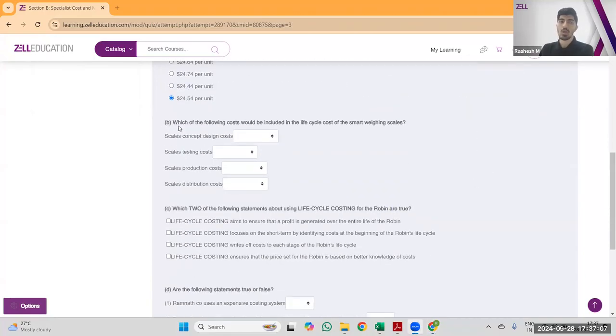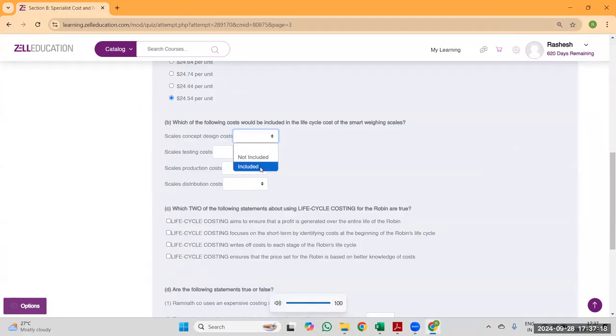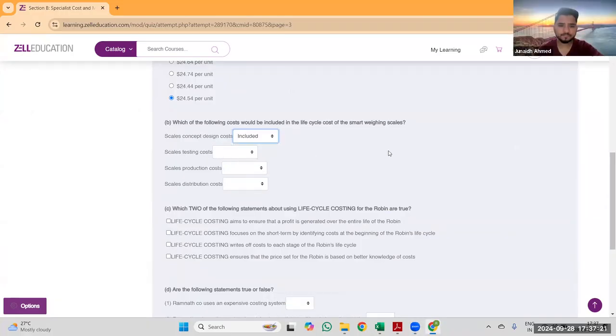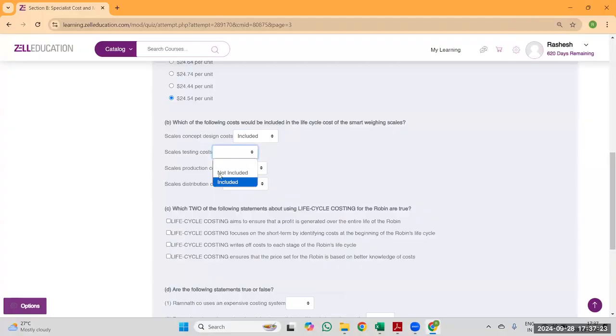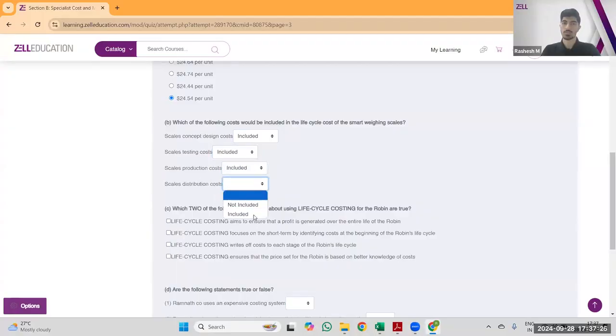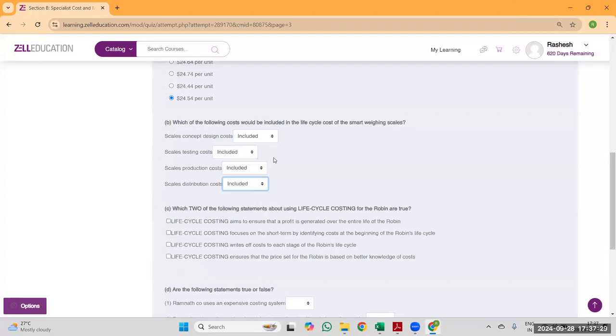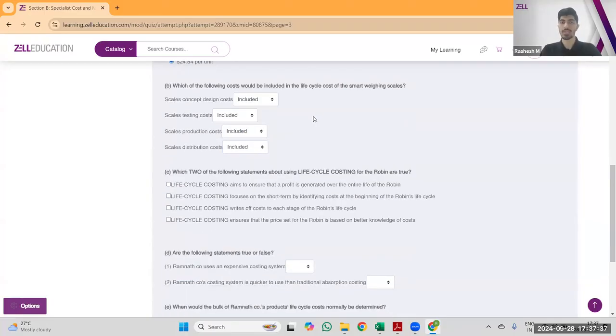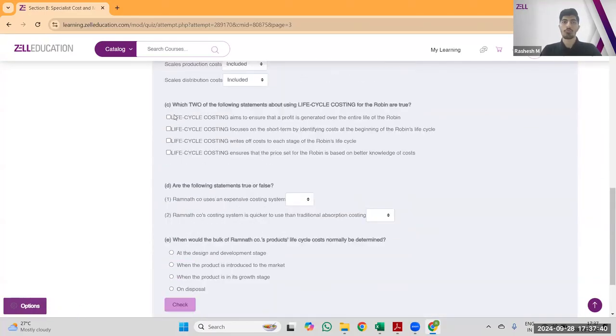Which of the following costs would be included in the life cycle cost of the scales? Concept design cost, should I include them? Yes, sir. Testing cost, yes. Production cost, yes. This very rarely has something that you don't include, unless it specifies that a duplicate is there, right? Very rare.